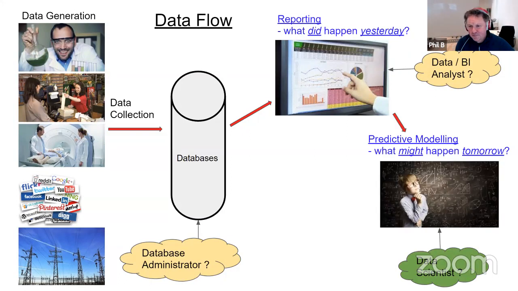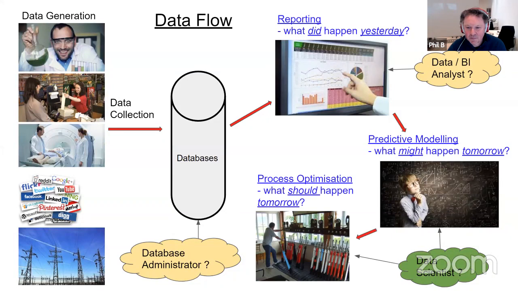Now, the kind of sexy bit that comes in then is the data science bit. So it's predictive modeling. Given that we know what happened yesterday, what might happen tomorrow? Given all these things have happened, can we predict what's going to happen tomorrow? And I think that's probably what data scientists do.